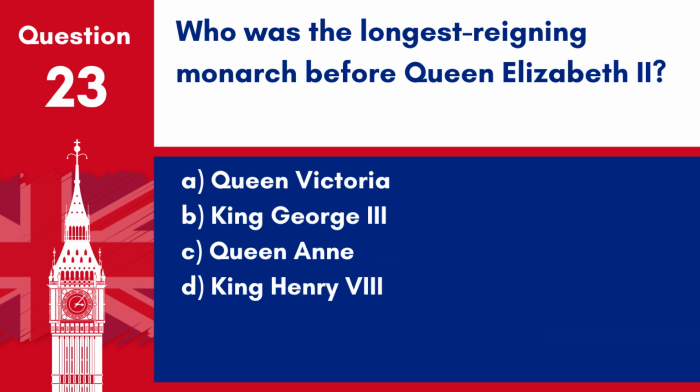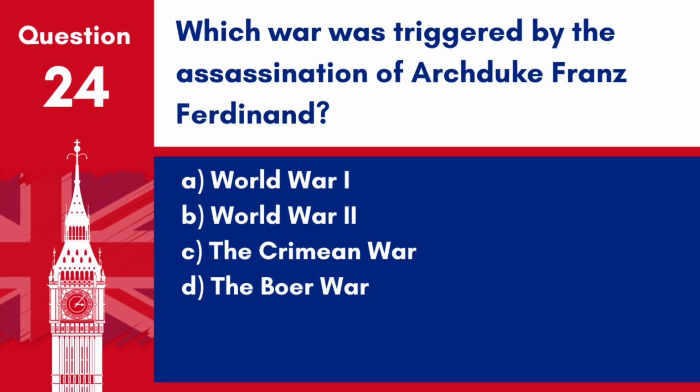Question 23. Who was the longest reigning monarch before Queen Elizabeth II? A. Queen Victoria. B. King George III. C. Queen Anne. D. King Henry VIII. Answer: A. Queen Victoria. Before Queen Elizabeth II, Queen Victoria was the longest reigning monarch, serving from 1837 to 1901.